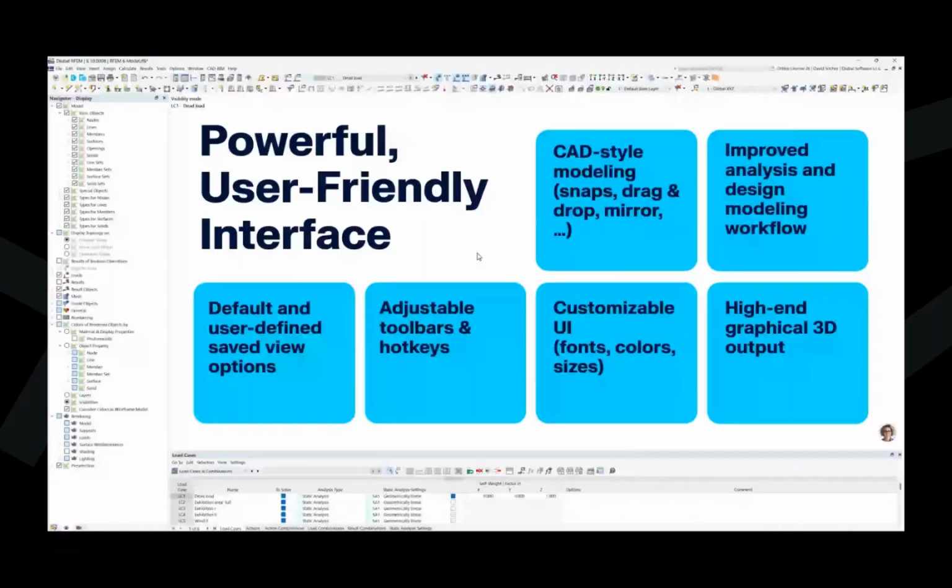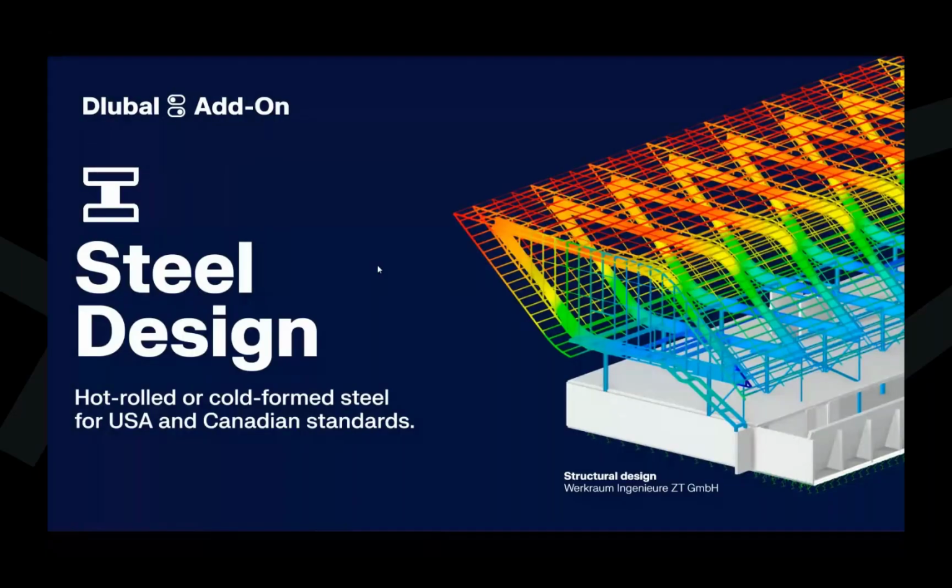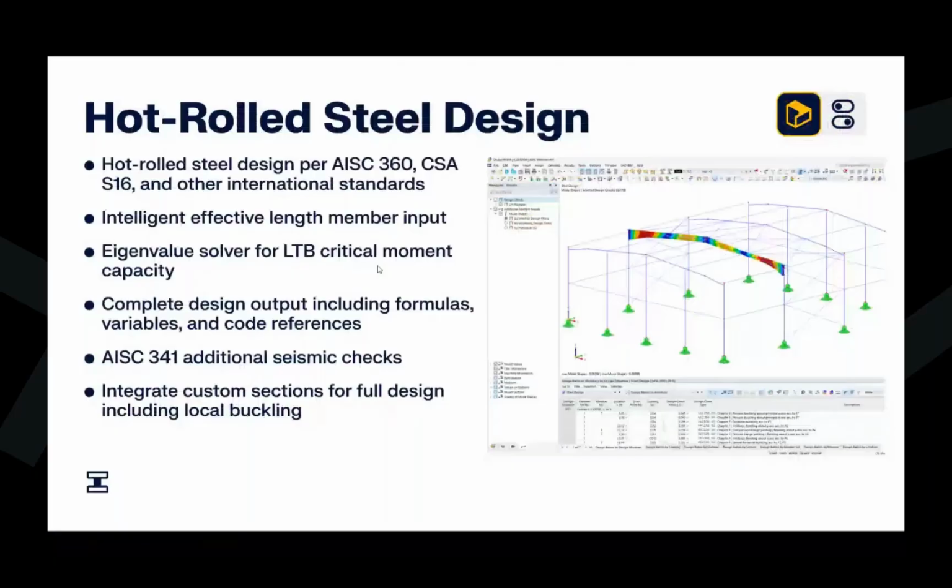So turning now to the specific add-ons, we'll start with the steel design add-on. Again, integrated within the base program RFEM 6, this allows us to take the analysis results and carry out both the hot rolled and cold form steel design of members according to the USA and Canadian standards. We'll start off with hot rolled steel design in particular, and this does include the AISC 360 that you see here, as well as the CSA S16 and other international standards. So you have access to all codes when you do purchase this add-on.